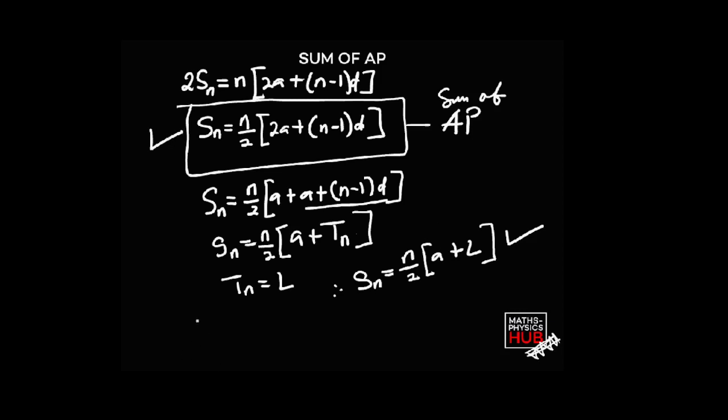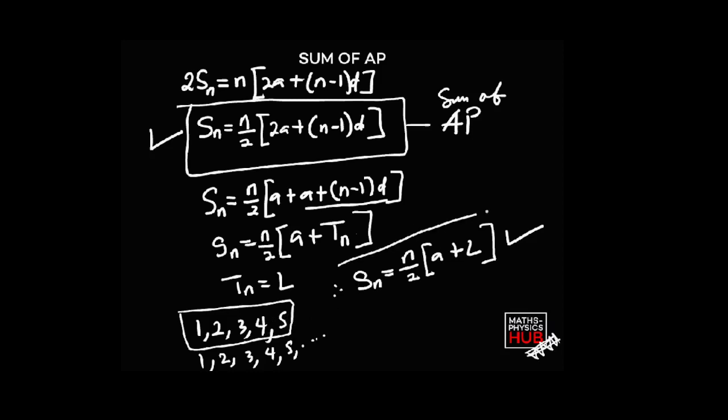Let me give you an instance. If I have 1, 2, 3, 4, 5. Are you seeing this now? If the question says find the sum of this sequence, what's the last term of this sequence? 5. So since you know the last term of the sequence now, this is the equation to use.